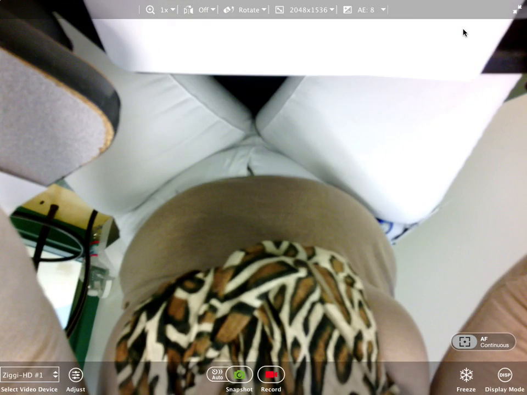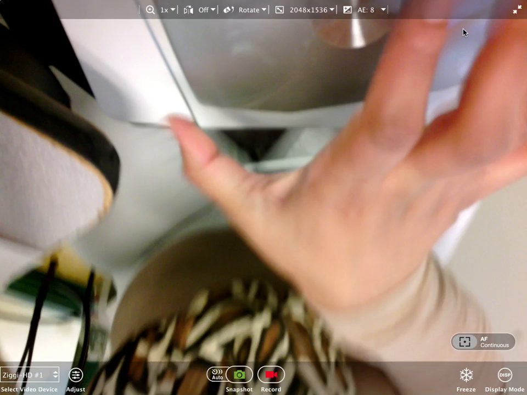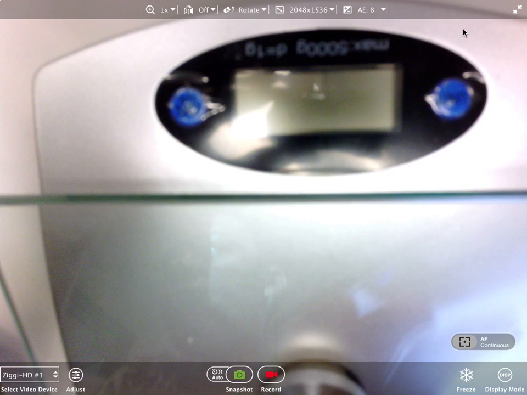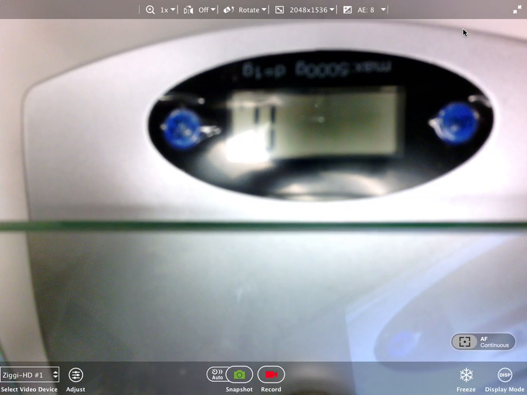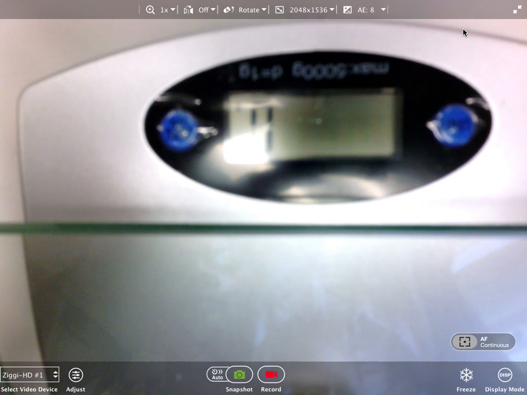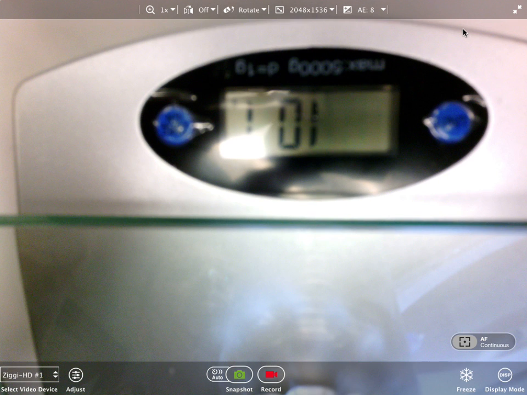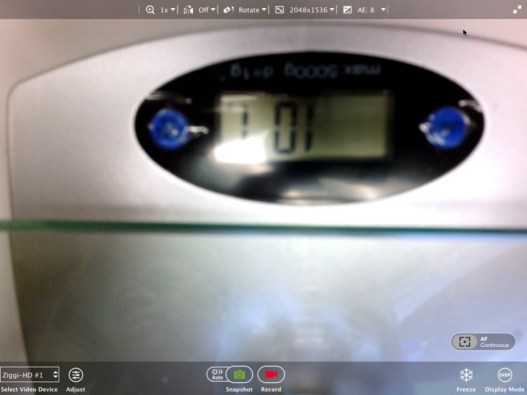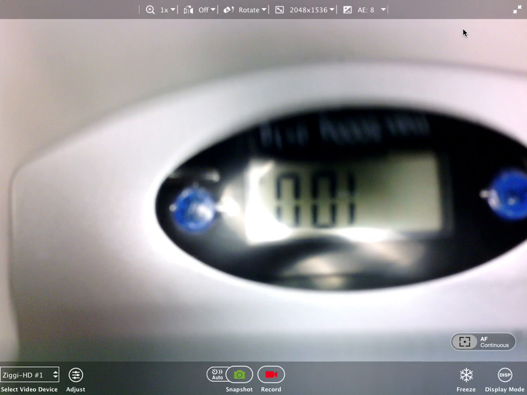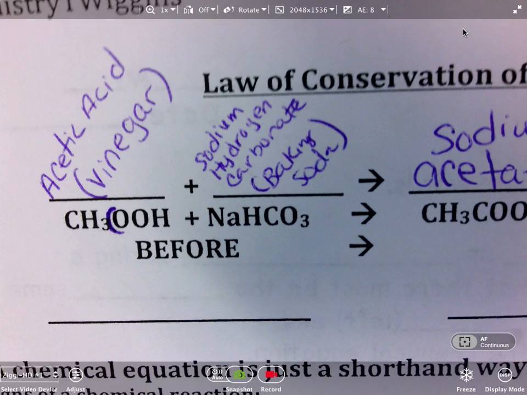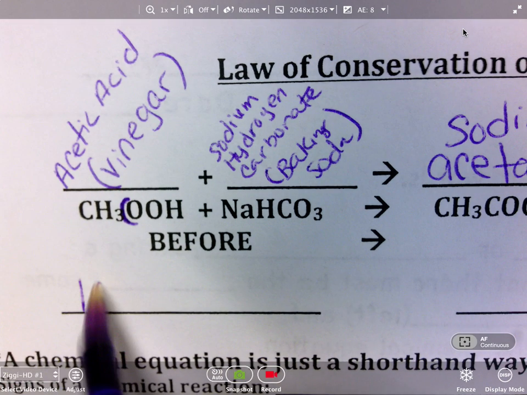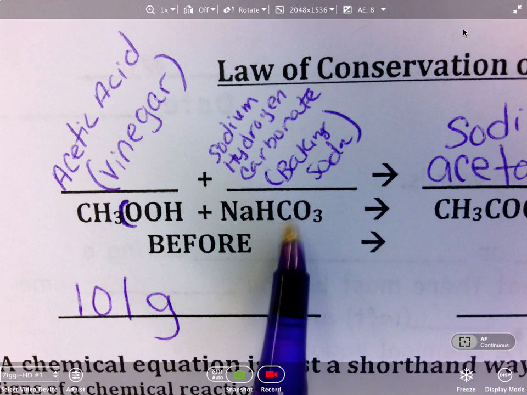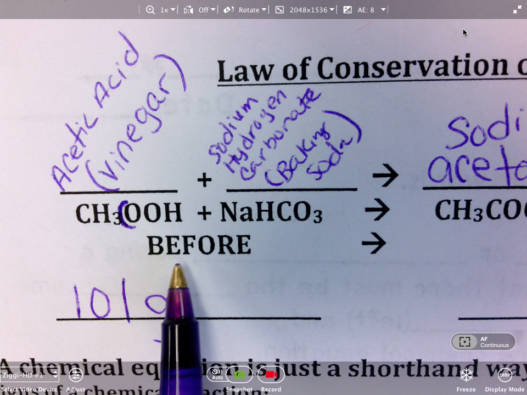And before we do anything, I'm going to get the mass of our vinegar and our baking soda. It's fine. Quiet. When I get the mass, it says... Ryan, what does this say right here? One, it's a glare. 101. 101, what's the mass? What unit is it? Grams. Grams, thank you. So, on our paper, in the before area, we're writing 101 grams because this is our vinegar and our baking soda. We have not combined them yet. Correct? Yes. Okay.